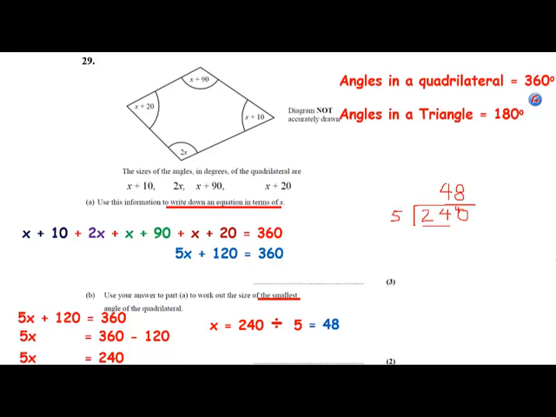Okay, so now I know that x is 48. If I go to all the angles here and I use the fact that x is 48, 48 plus 10 is 58, 48 plus 90 is 138, 48 plus 20 is 68, and 2 lots of 48 is 96. Which one of these angles is the smallest? This one here, 58, is the smallest. So if I go back to my answer space, the smallest angle is 58.